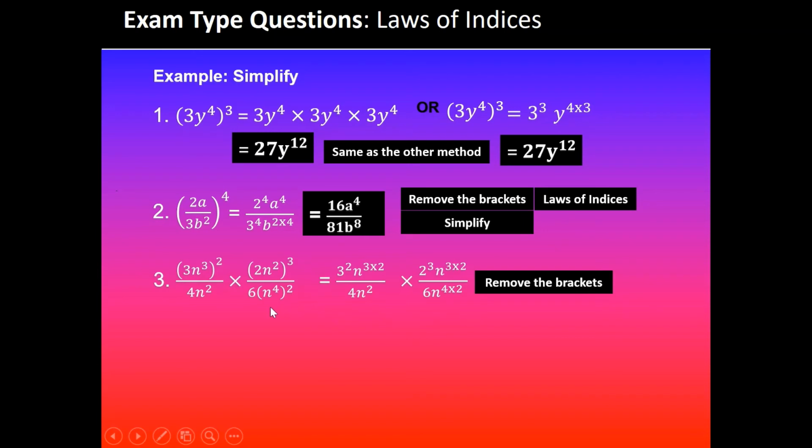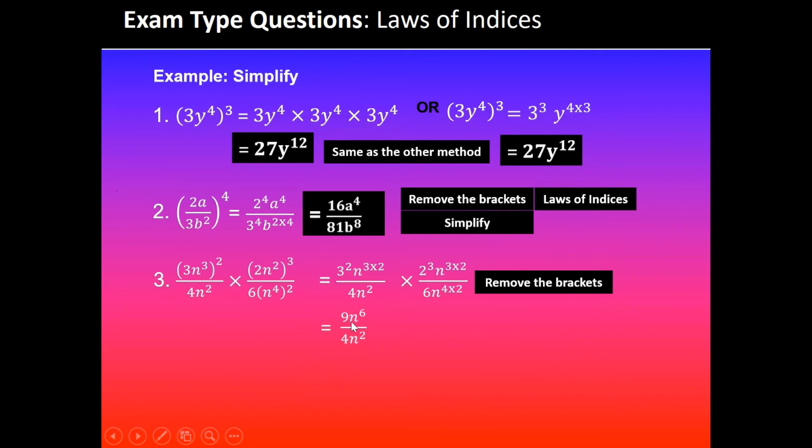And then we have got divided by 6. Remember, 6 is outside the bracket, so 6 is not squared. So be careful here. So 6 stays as is, but n to the power of 4 is multiplied by 2. So now you can see we have managed to remove the brackets, and then we will now simplify.